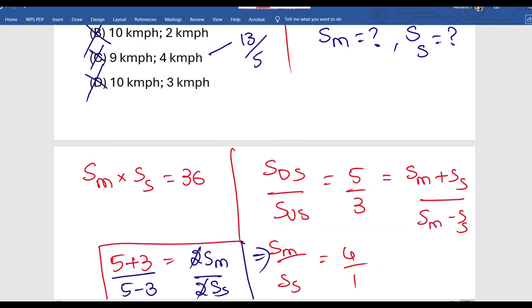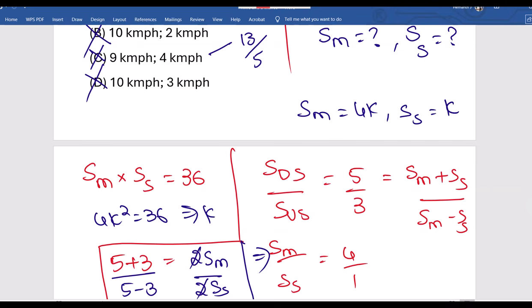Okay. Now SM can be 4k and SS is equal to k. 4k into k, 4k square is 36. K square is 9, so k equals 3. When you put the k value 3, this is 12 and this is 3.